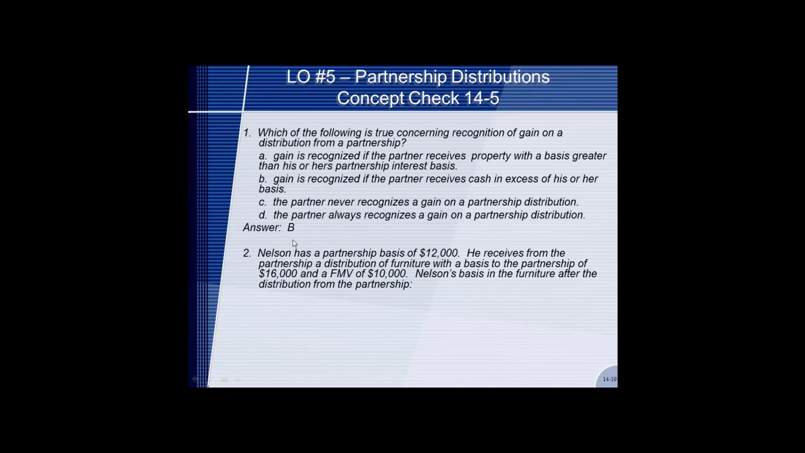Nelson has a partnership basis of $12,000. He receives a partnership distribution of furniture with a basis of $16,000 and fair market value of $10,000. What is Nelson's basis in the furniture after the partnership distribution? The fair market value, his basis, or the $16,000 partnership basis, or none of the above? The answer is B. Nelson's partnership basis becomes the basis in the furniture.